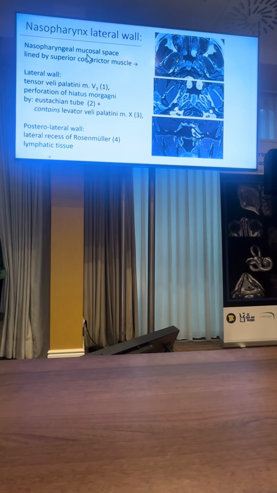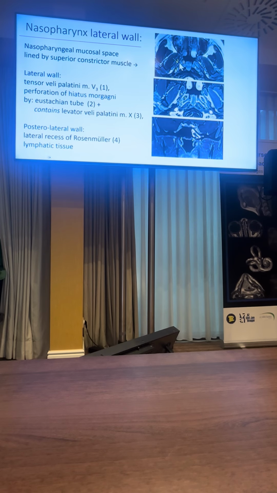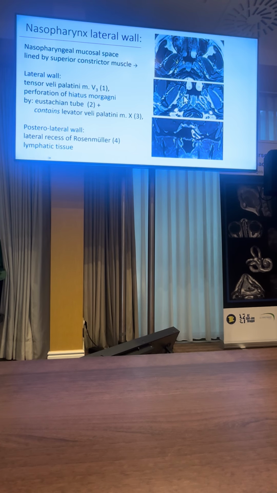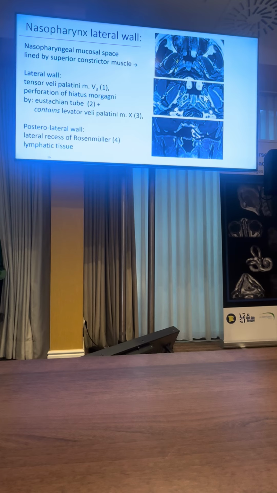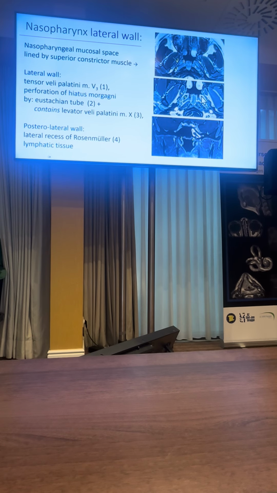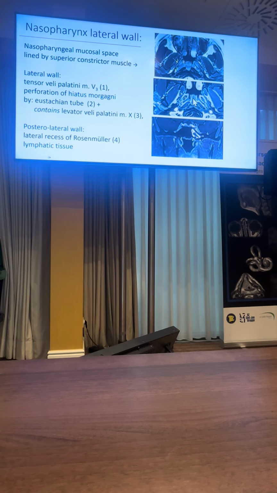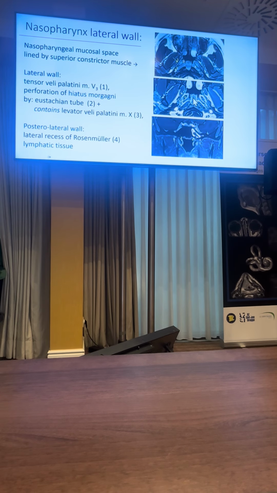So in the nasopharyngeal mucosal space, we talked about the combination of the supraconstrictor muscle and the tensor. This is actually the tensor veli palatini that you better see on the right. Here you see it on the right, and here you can see it on the left. We have seen the torus tubarius. We talked about the mucosa being thicker posteriorly. Here we have the lymphatic tissue, the pharyngeal tonsil.